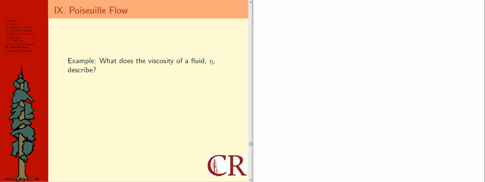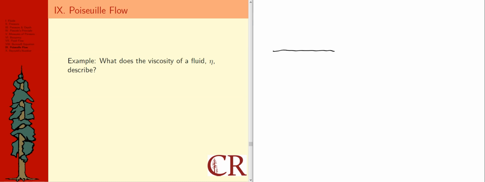What does the viscosity of a fluid, eta, describe? So the basic concept of viscosity is it describes friction between layers of a moving fluid. And a simple model that I'd like to start with to think about this is to say, well, what if I have some layer of fluid sitting on a surface?